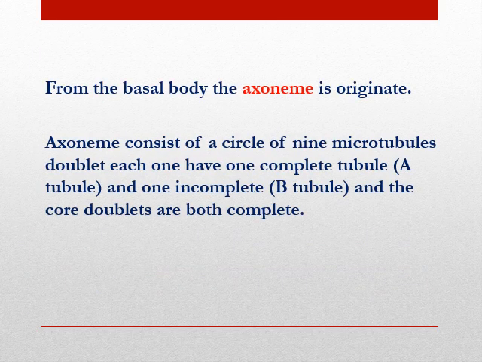From the basal body, the axoneme originates. The axoneme consists of a circle of 9 microtubule doublets. Each one has one complete tubule or A tubule and one incomplete or B tubule. And the core doublet are both complete.